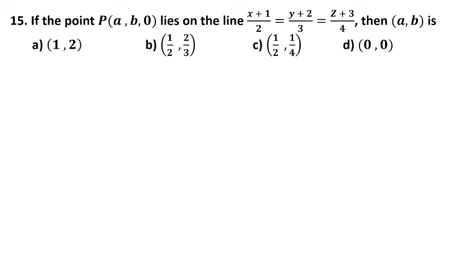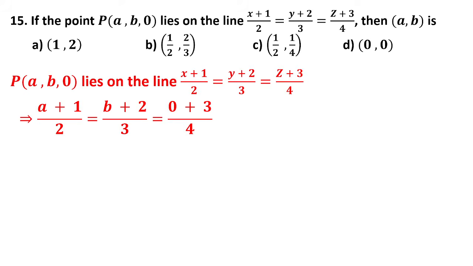Let us move on to question number 15. There is a point that lies on the given line. You have to find what is that point. You have to find only A comma B, not the whole point, the value of A and B. Now normally the same idea which you studied in lower class. When a point lies on a straight line, what should that point do? It should satisfy the equation. I am taking the equation. I am just substituting x is equal to A, y is equal to B, z is equal to 0.